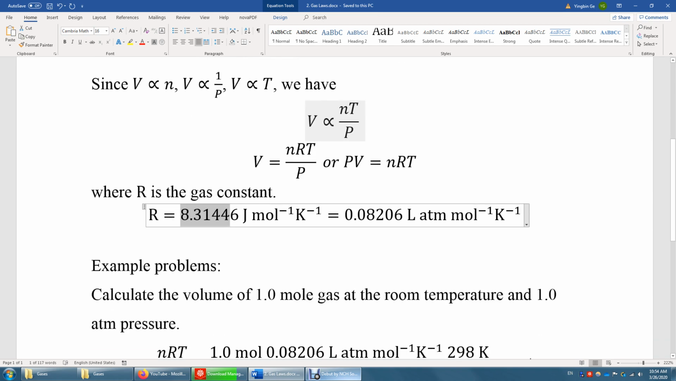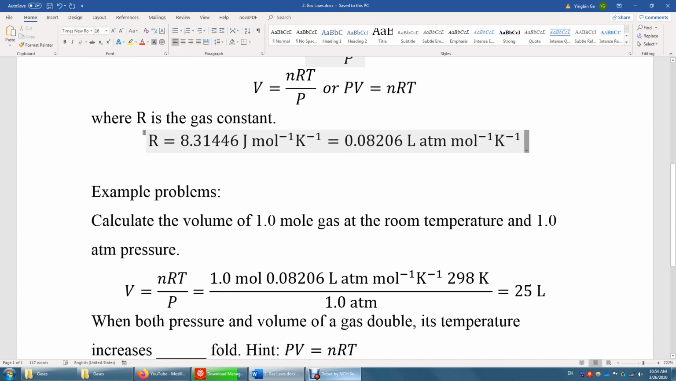Now let's work on two example problems. First, let's calculate the volume of 1 mole gas at the room temperature and 1 atm pressure. The room temperature is approximately 25 degrees Celsius or 298 K. So we just use this ideal gas equation, PV equals nRT, or volume equals nRT over pressure. We plug in all the numbers. We do not have to use the SI units, but remember, we have to use consistent units. If we have ATM on top, we better have ATM on the bottom.